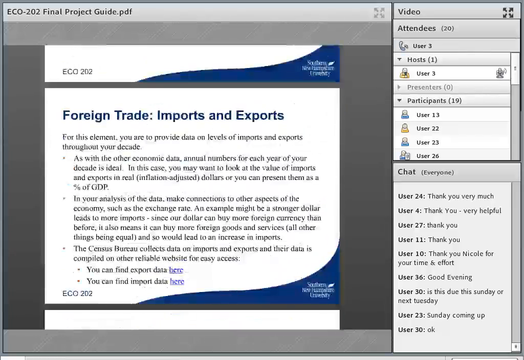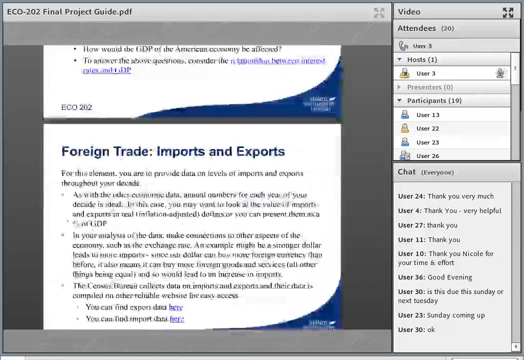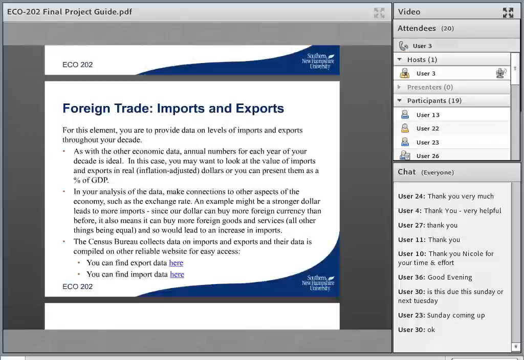So if we go back up to foreign trade, imports and exports, this comes right after interest rates when you put it all together. And again, the reason that this is in this section is because although we didn't do it in our first data collection in milestone 1 because we hadn't talked about it yet, it is part of all that data collection, so we do want it to be included here.